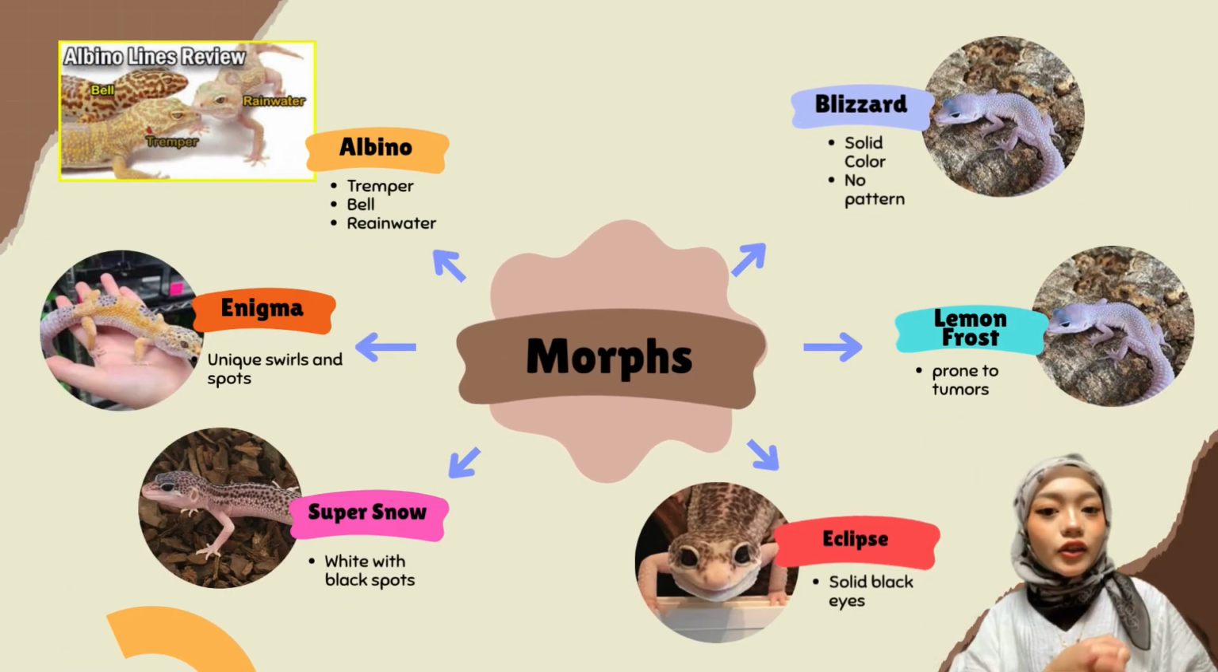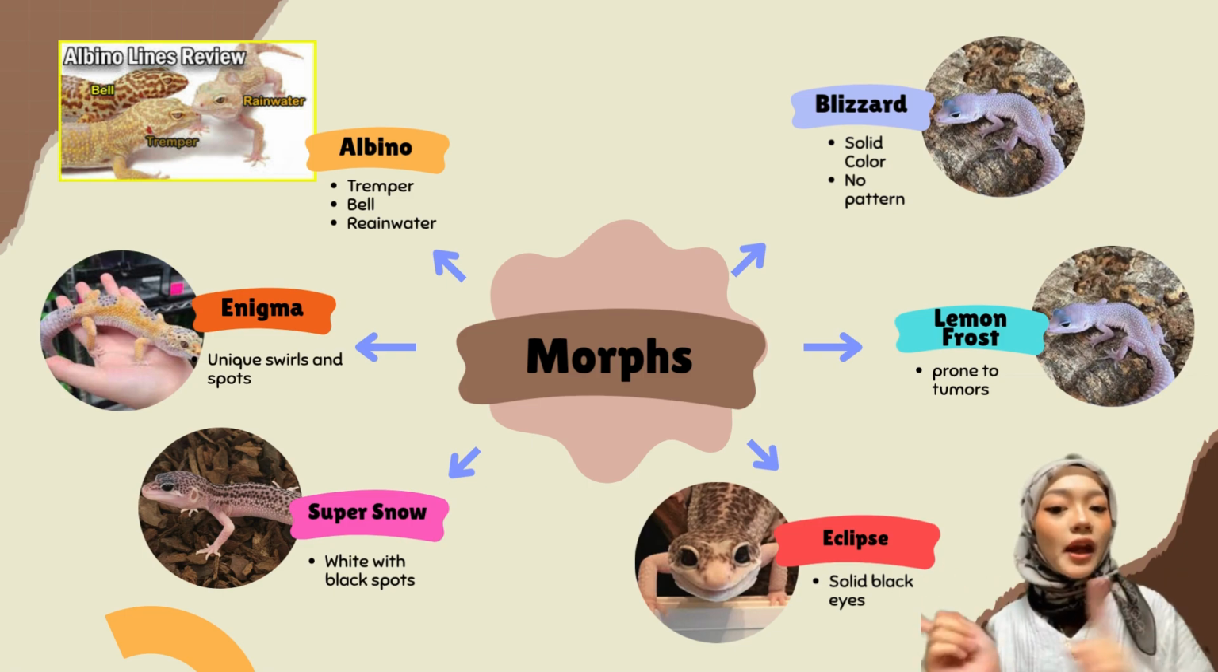Next, other interesting extra information that we have is their morphs. So first, we have albino, which consists of three, which are Tremper, Bell, and Rainwater, as in the picture given. Next one is enigma, which has unique swirls and spots. Third one, we have super snow, which is white with black spots on their body. And the fourth one, we have eclipse, which has solid black eyes.